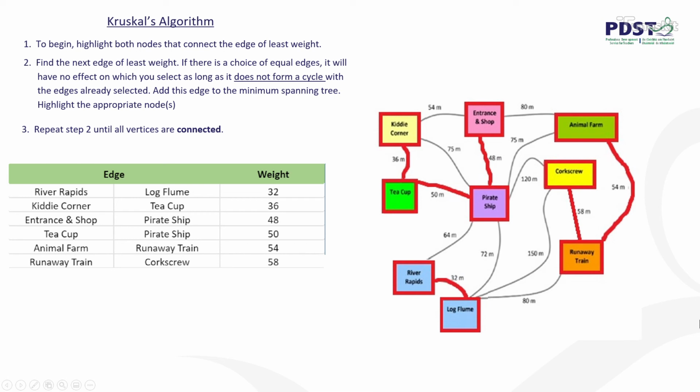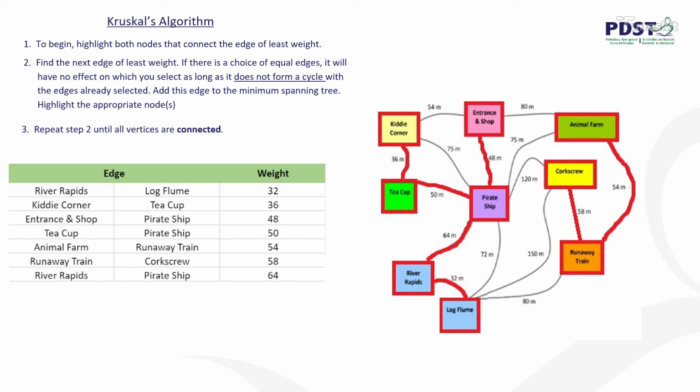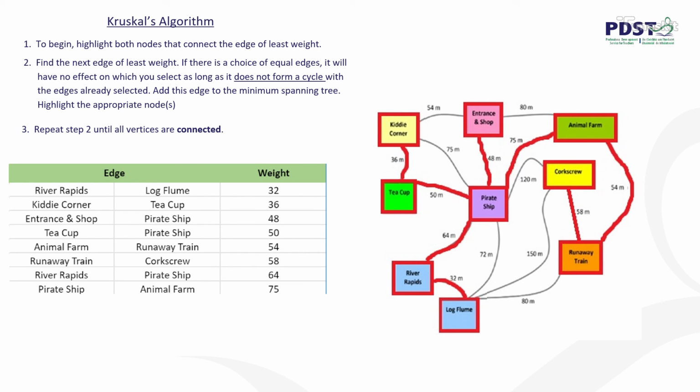So we repeat our second step and select the next smallest edge, ensuring it does not form a cycle with the edges already selected. The 64-meter edge connecting River Rapids and the pirate ship is added to the minimum spanning tree. Again, we see the tree is not connected. We're limited in our selection of edges, as many will form cycles. The next and final edge selected is the 75-meter edge connecting Animal Farm and the pirate ship. We add that to our minimum spanning tree.